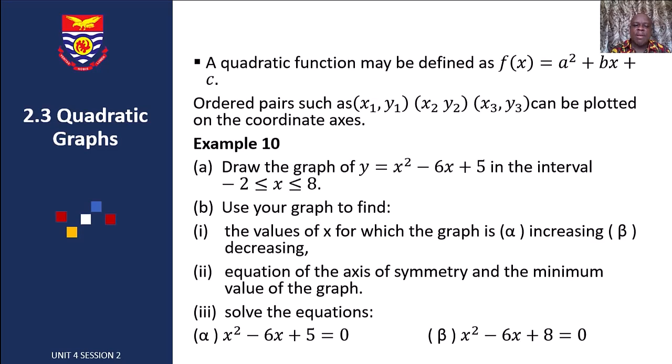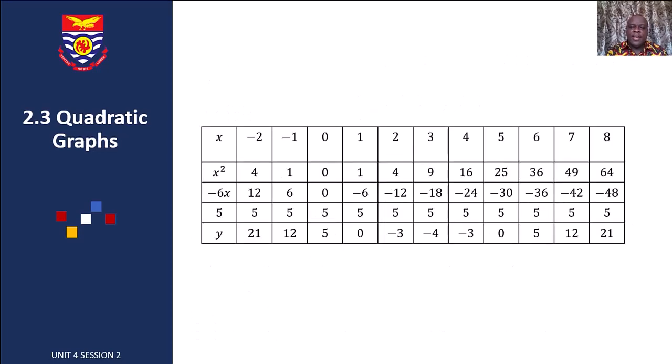Roman number 3. Solve the equations x squared minus 6x plus 5 is equal to 0, and the second one, x squared minus 6x plus 8 is equal to 0. We'll look at the solution at the next stage. Let's look at the solution.